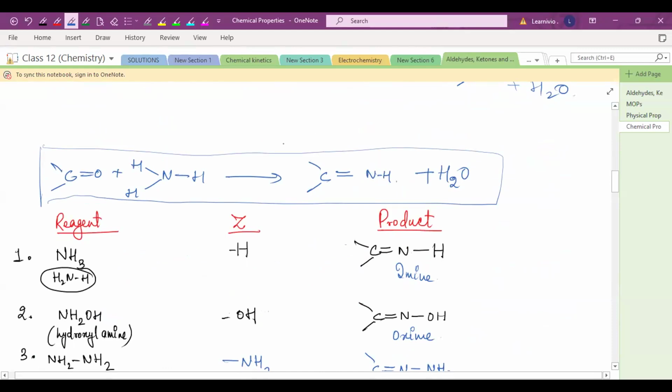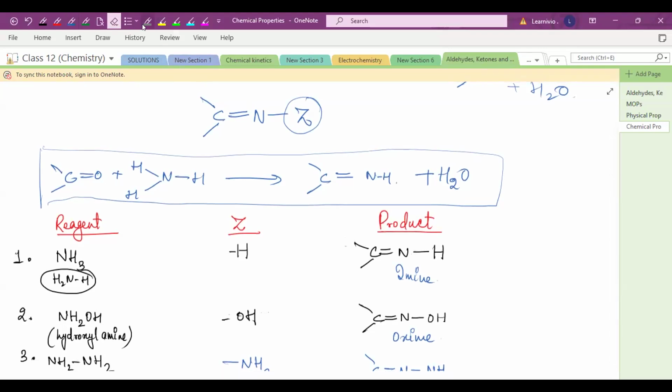So I'm just writing the general formula for the product. In all the cases, the product will be this. Only this Z group will vary. When you treat the carbonyl compound with ammonia or its derivative, you will get this imine, which is attached to the Z group. So the Z group will vary in each and every derivative, and you should be able to analyze the Z group. That is important. Okay, now.